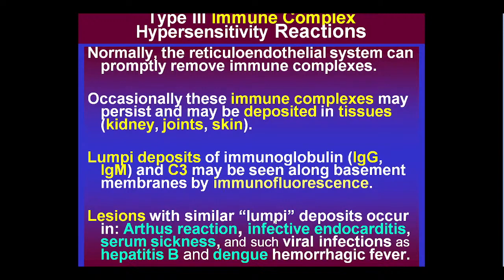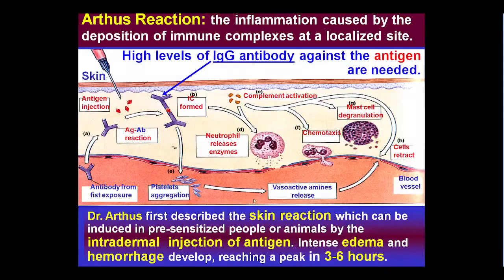Lesions with similar lumpy deposits occur in an Arthus reaction. This is one of the pathological reactions. Also in infective endocarditis, serum sickness disease, and virus infections such as hepatitis B and dengue fever infection. In this figure, you see development of the Arthus reaction. Mr. Arthus first described the skin reaction which can be induced in pre-sensitized people or animals by intradermal injection of antigen.